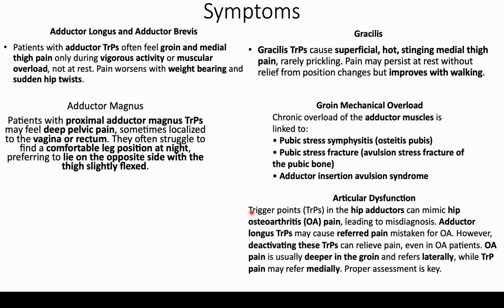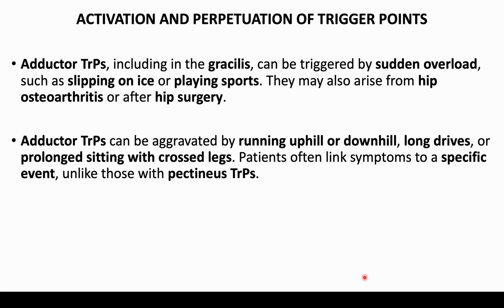Articular dysfunction. Trigger points in the hip adductors can mimic hip OA. So this is very important. Whenever someone comes in with their nice little x-ray saying, hey, I've got hip arthritis, and I've got pain, you've got to look at the hip adductors, otherwise it leads to misdiagnosis. Adductor longus trigger points may cause referred pain that's mistaken for OA. However, deactivating these trigger points can relieve pain even in OA patients. OA pain is usually deeper in the groin and refers laterally, while trigger point pain may refer medially. Proper assessment is very, very important.